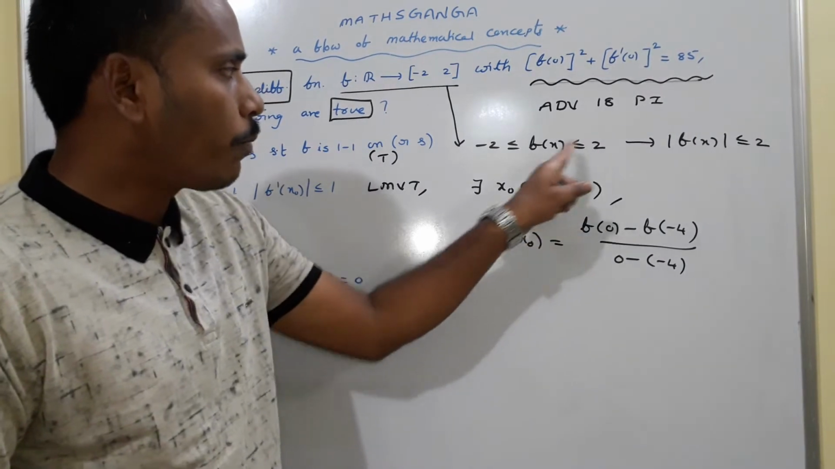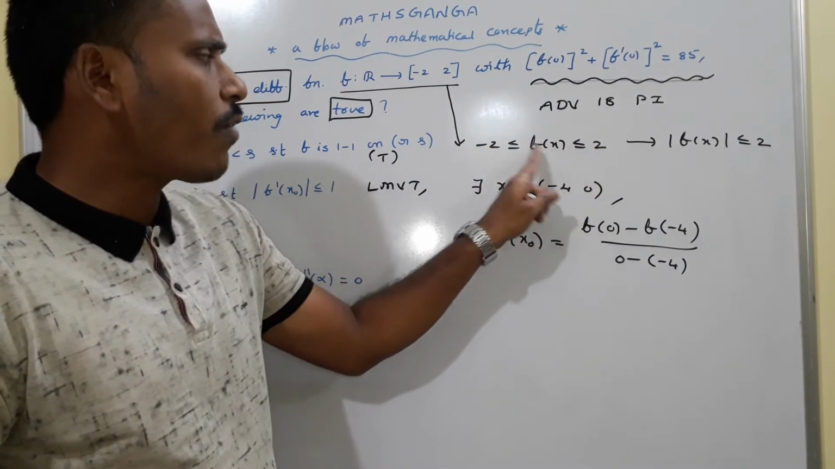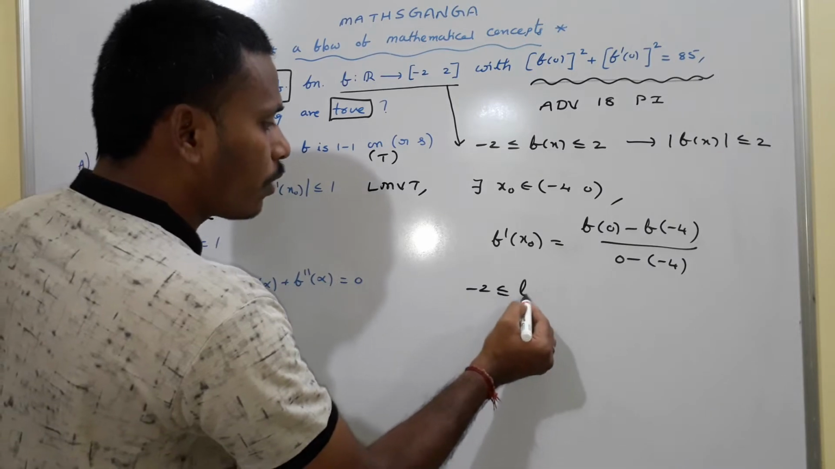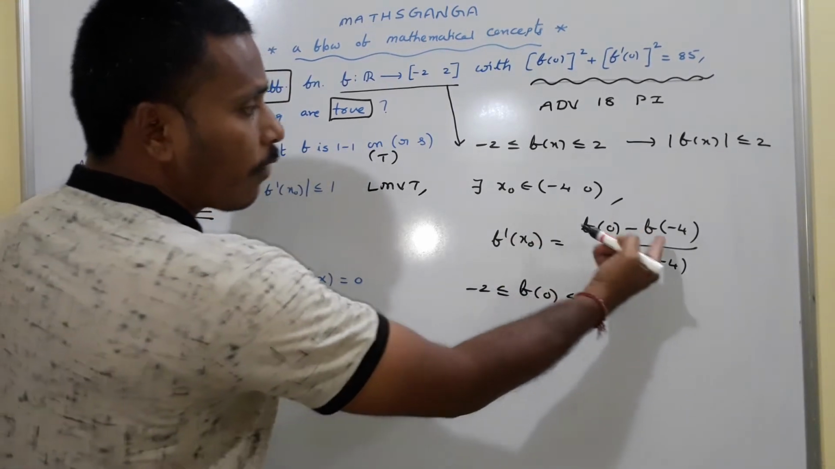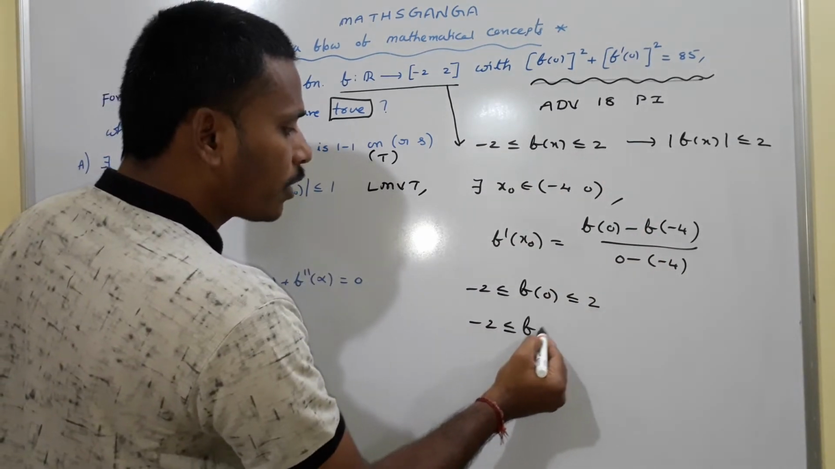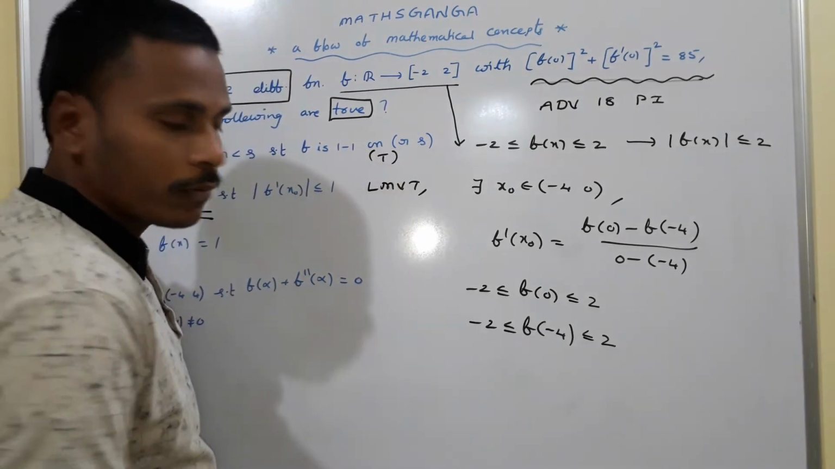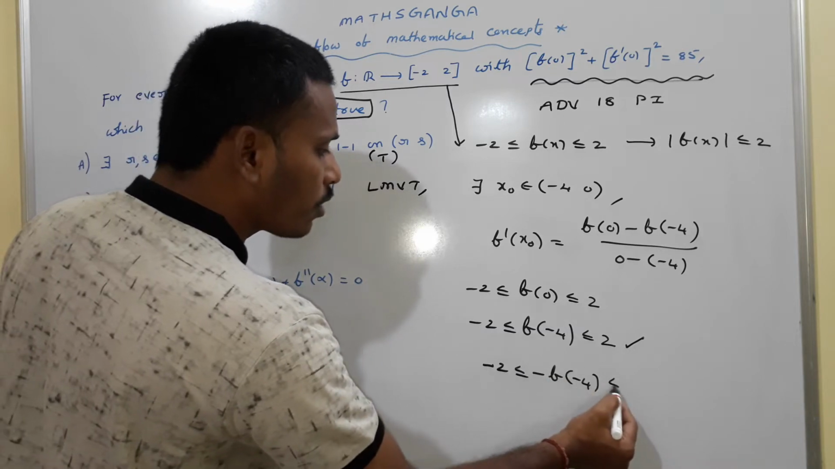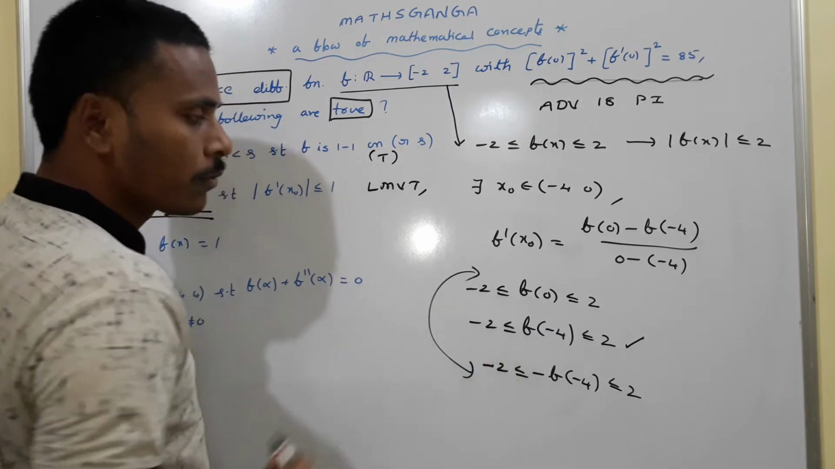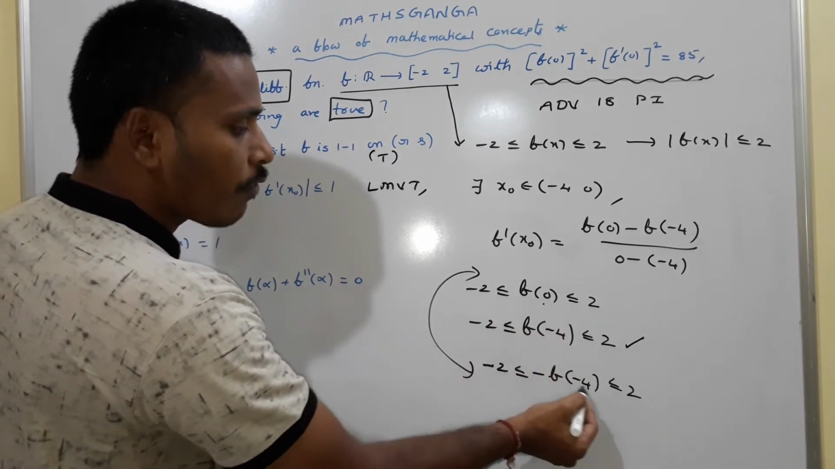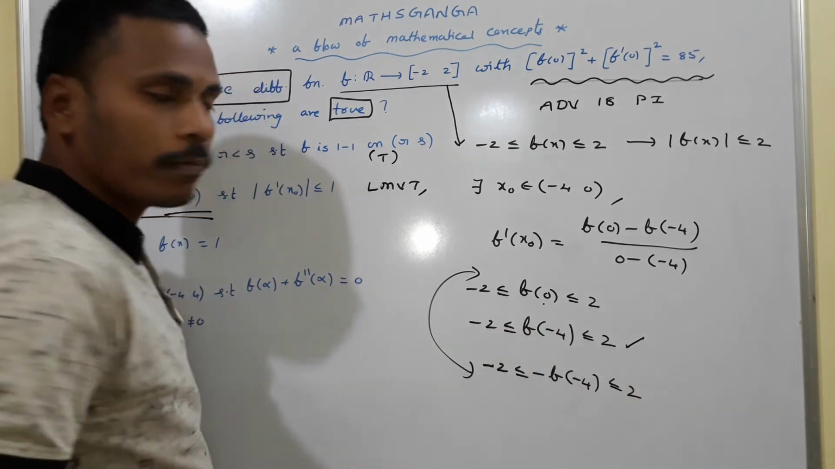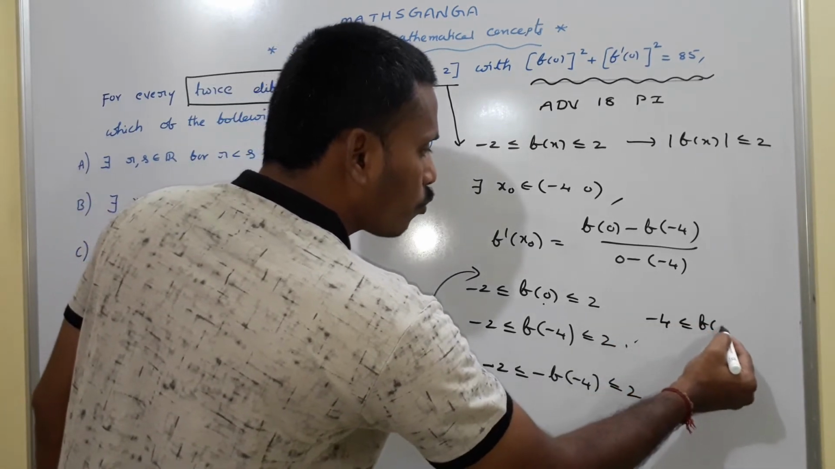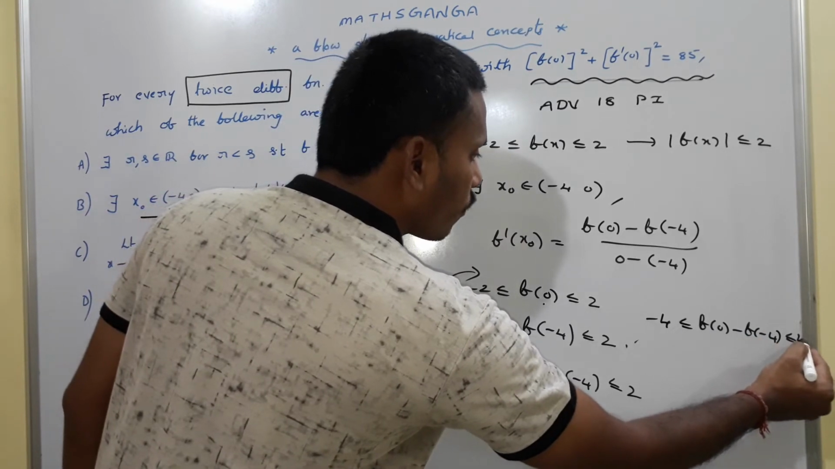The values of f(0) are in between -2 and 2, since for every x, f(x) is in between -2 and 2. So -2 ≤ f(0) ≤ 2, and -2 ≤ f(-4) ≤ 2. If you multiply this by minus, you get -2 ≤ -f(-4) ≤ 2. If you add these two, you get that f(0) - f(-4) is in between -4 and 4, that is, -4 ≤ f(0) - f(-4) ≤ 4.